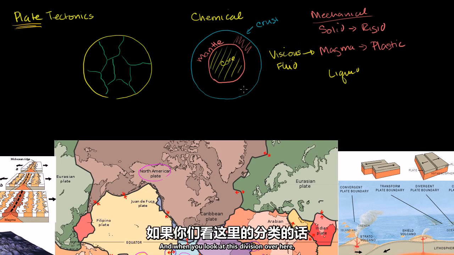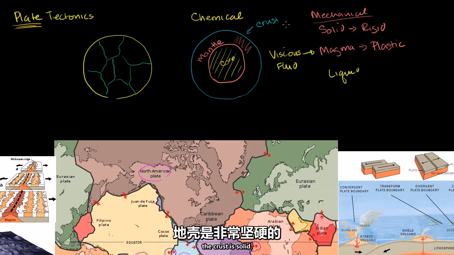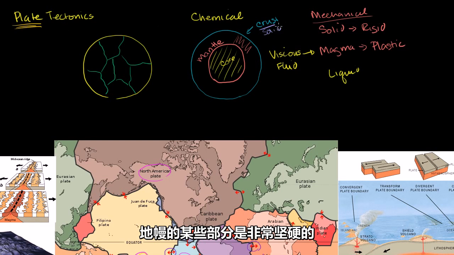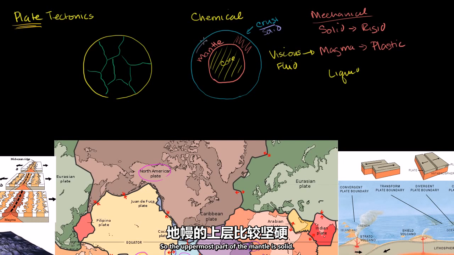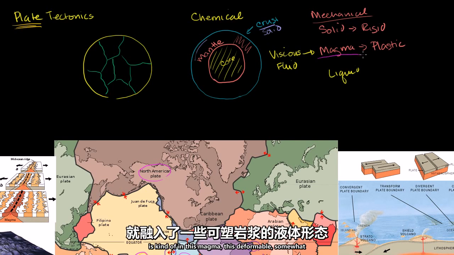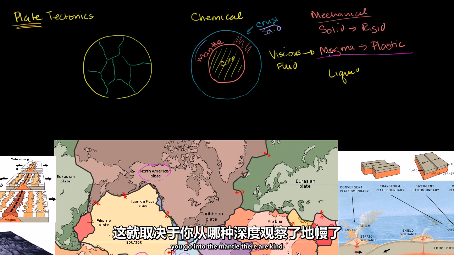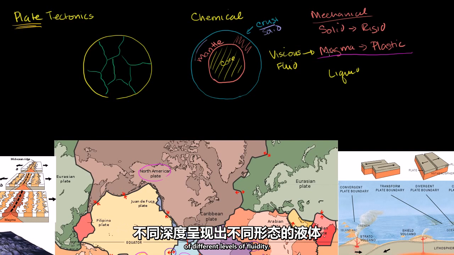And when you look at this division over here, the crust is solid. The mantle actually has some parts of it that are solid. So the uppermost part of the mantle is solid. Then below that, the rest of the mantle is in this magma, this deformable, somewhat fluid state. And depending on what depth you go into the mantle, there are different levels of fluidity.